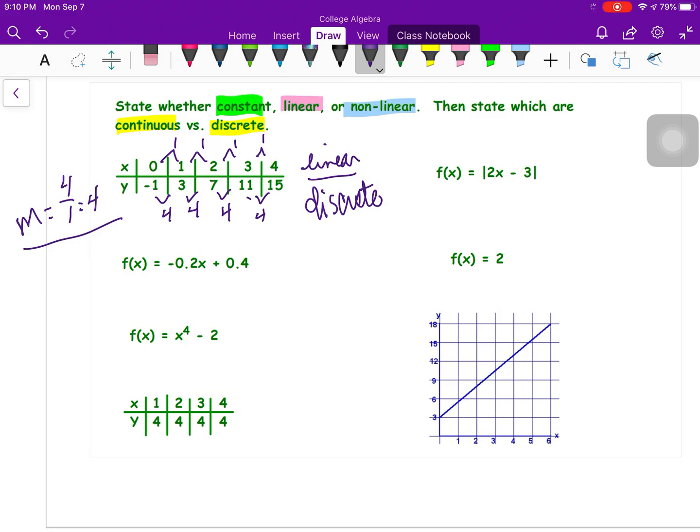Now here is a numeric representation. F of x equals the absolute value of 2x minus 3. Well, we learned earlier that absolute values are nonlinear functions. They make V's. But to draw the graph of a V, I do not have to pick up my pencil, so that makes it continuous.